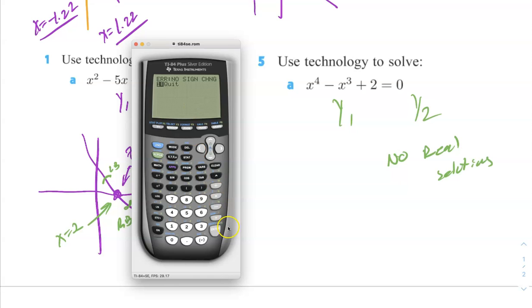So you can't solve using technology. These are all imaginary numbers. Anyway, that's the idea.